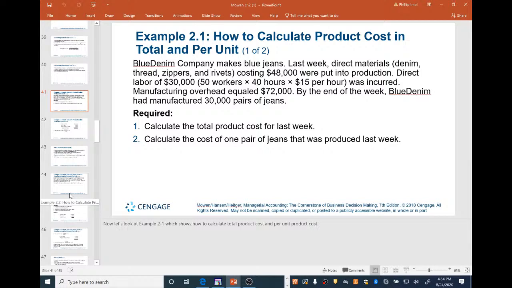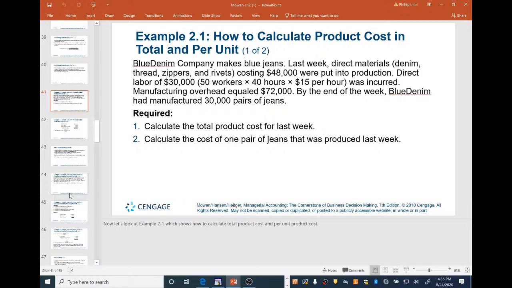So how to calculate product cost in total and per unit. Same thing we just went over. Blue Denim Company makes blue jeans, okay? Last week, direct materials, the denim, the threads, the zippers, and rivets, cost them $48,000, and it was put into production. Direct labor of $30,000, which was comprised of 50 workers working 40 hours a week at $15 per hour, was also incurred during the week. Manufacturing overhead equaled $72,000, and by the end of the week, Blue Denim had manufactured 30,000 pairs of jeans.